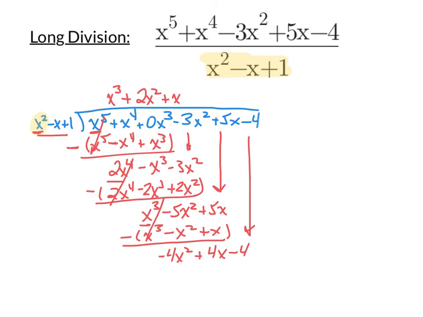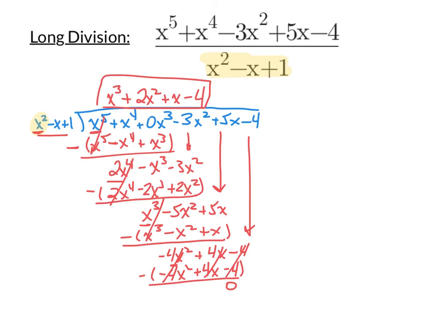Do it one more time. x squared to turn into negative 4x squared would be minus 4. Negative 4 times x squared is negative 4x squared. Negative x times negative 4 is positive 4x. And negative 4 times 1 is negative 4. This is awesome because now when we subtract, negative minus negative, those cancel. 4x minus 4x, those cancel. Negative 4 minus negative 4, those cancel. And we have no remainder. Right, so just some practice in using synthetic and long division. We're going to need that pretty soon.